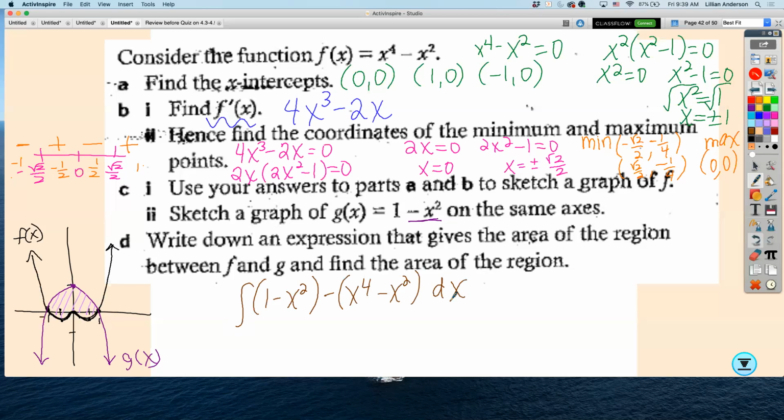What are my bounds? Negative 1 to 1. So a more simplified expression would be negative x to the 4th plus 1, right? Because my x squares cancel out. Find the antiderivative, find my area between the two curves. So go ahead and work this out. What's the antiderivative of negative x to the 4th plus 1?